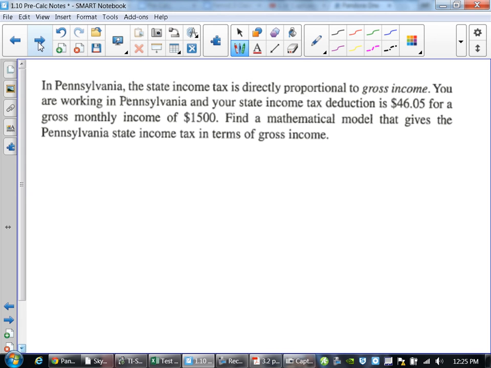So example-wise, we'll get into a little bit of the word problem. But here's the thing: all you have to know is what they're saying. They're stupid easy. In Pennsylvania, the state income tax is directly proportional to gross income. So state income is directly proportional to gross income. Y is directly proportional to X. See how it's the same wording? It's the same thing.